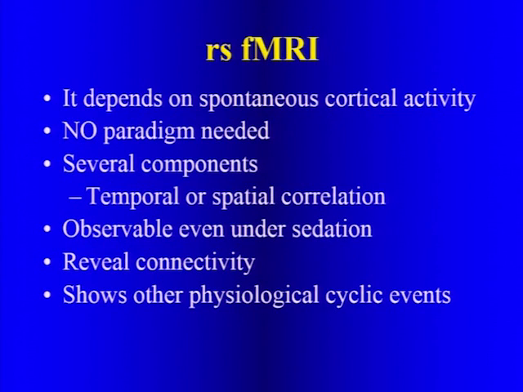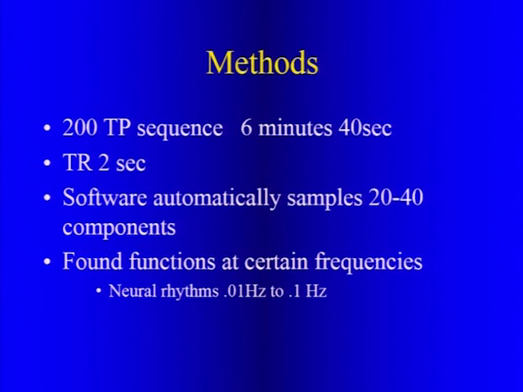So then the question is, why do areas of the brain light up? The ones that light up are areas that we recognize, meaning visual lights up, and that's the $64,000 question. We're not quite sure, but there's no paradigm needed. There is both temporal and spatial correlation that we can look for, and we can do this under sedation. As I said, it can show connectivity, and it can also look at other physiologic cyclic events, such as CSF pulsation, and in the future, I think this may be helpful as well.